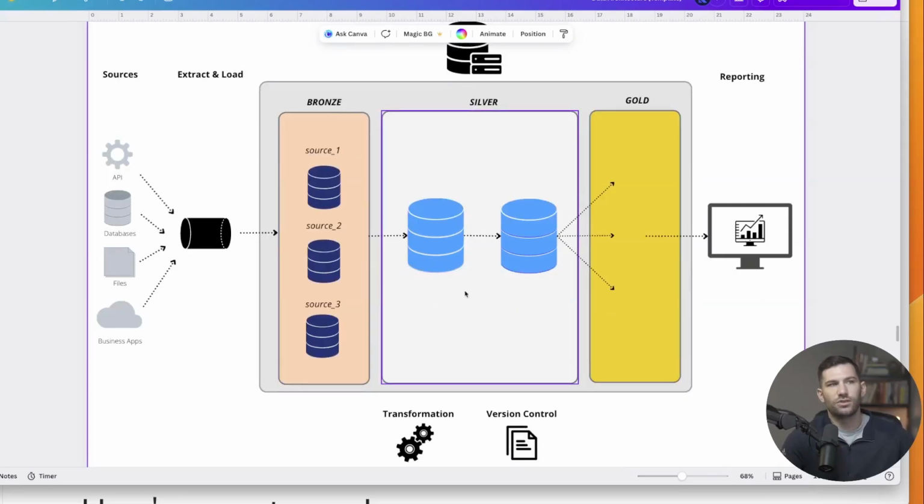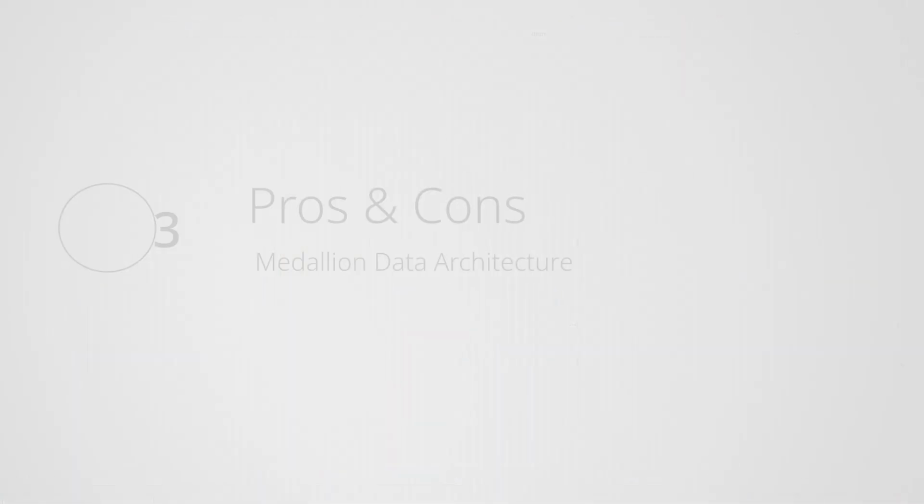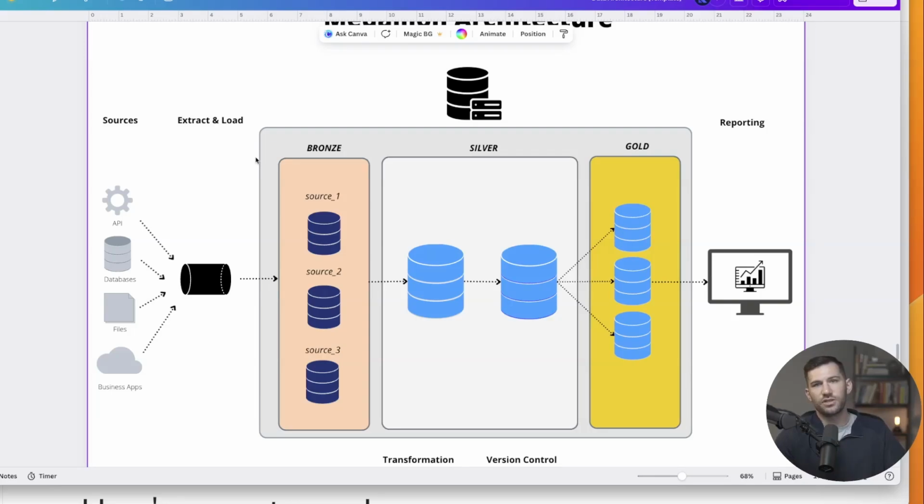A lot of times you'll see tools like DBT here to do this transformation. And then gold, layer three, which is then, again, taking the silver layer and transforming it for presentation purposes for reporting. High level, Medallion Architecture. So obviously this is a popular approach. So let's talk about some of the pros and cons, or at least I'll just share my opinions of it.